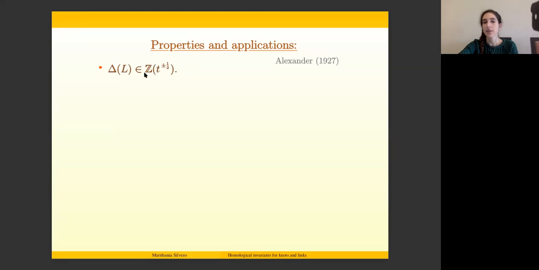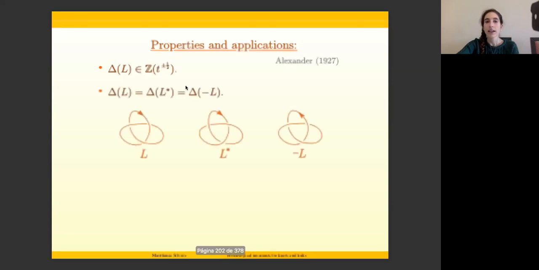It's a polynomial with integer coefficients in t to the plus or minus 1/2. The Alexander polynomial of a link, of its mirror image, meaning recall the link when you reflect it in a mirror, and of the link with the opposite orientation is the same. So the Alexander polynomial doesn't distinguish between those three links. It's an invariant of oriented links, the same as happens with the Jones polynomial.